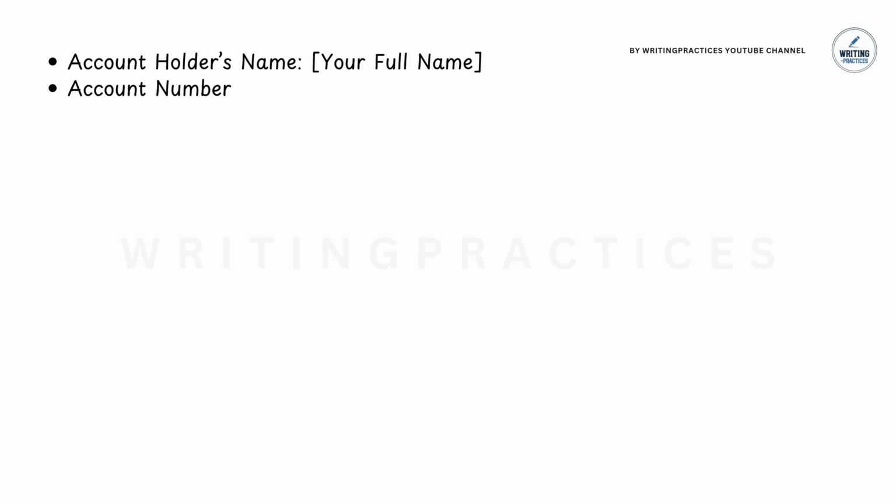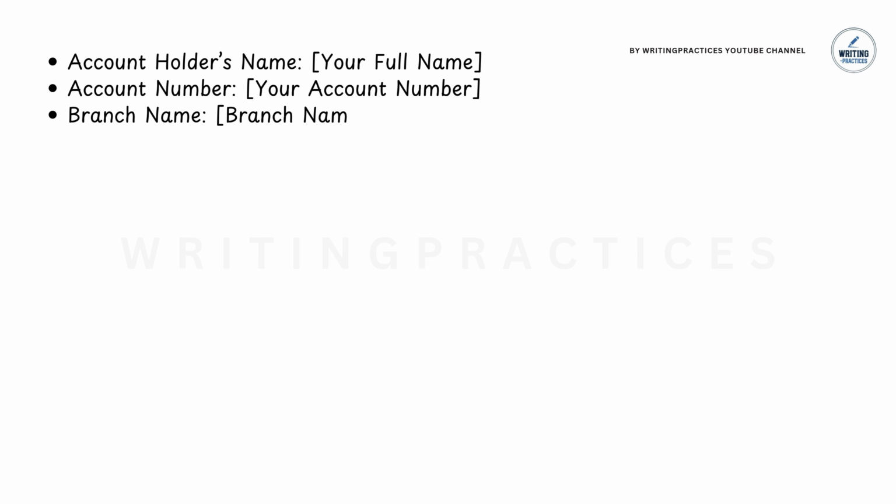Account details. The next section provides the key account information necessary for the bank to process your request. This includes account holder's name, your full name, account number, your account number, branch name, branch name. These details are crucial because they enable the bank to locate your account quickly. Always double-check for accuracy, as errors here could lead to delays in processing your request.